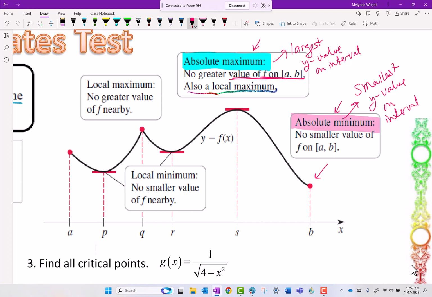What are these local or relative? They usually use both those words. So local or relative maxes and mins. What is their deal?